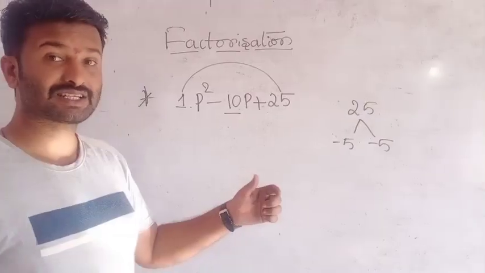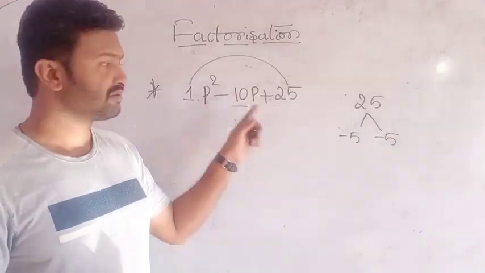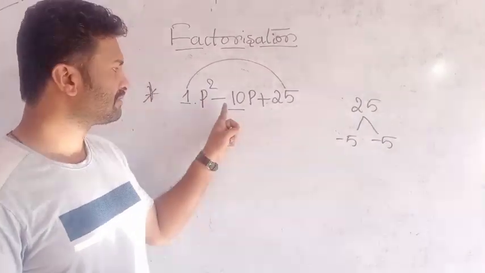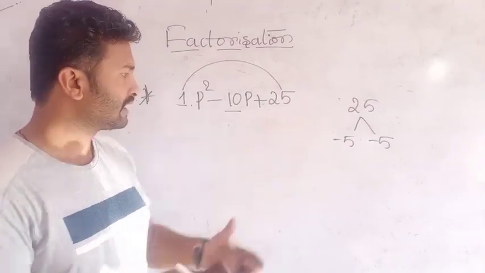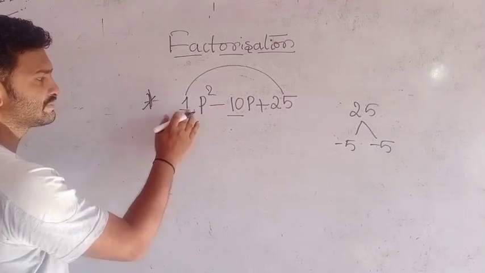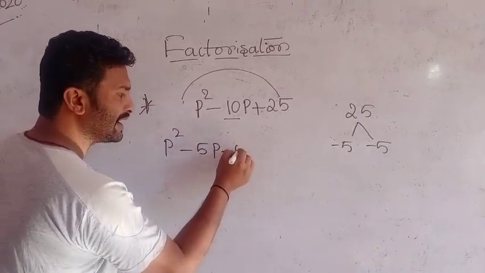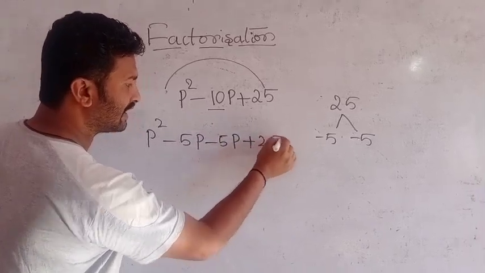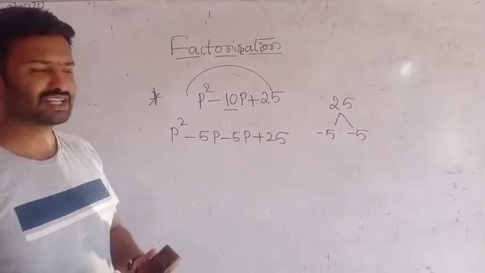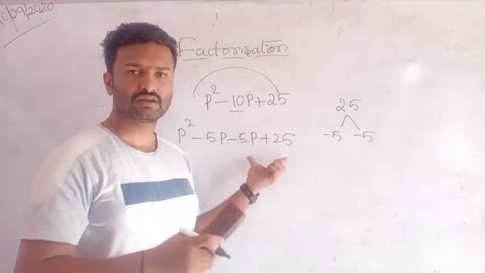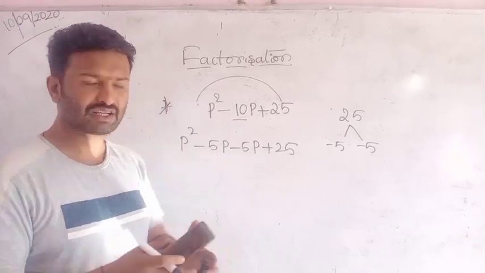We have to adjust here on the basis of this middle term. 5 fives are 25. Here minus 10 is there. Minus 5, minus 5, minus 10. Okay. Next, rewrite this expression: p square minus 5p plus 25, minus 5p, minus 10p only. After writing this second step, the next step is how to find the factors by the grouping method, right?